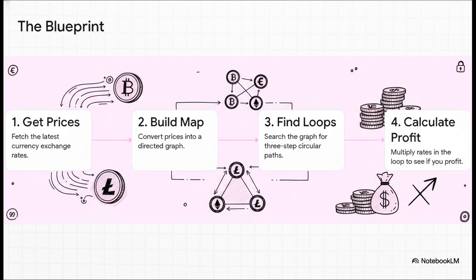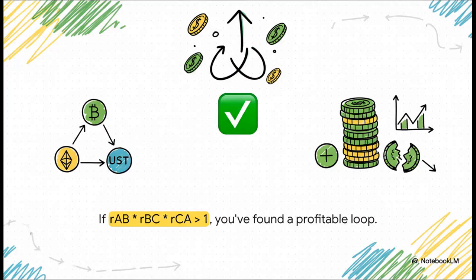Third, you search that map for any three-stop round trips, or little triangles. And finally, step 4, the moment of truth. You run the numbers to see if a trip around that loop actually made you any money. And you know, the math behind this is surprisingly simple. You just take the exchange rate for your first trade, multiply it by the rate for your second, and then by the rate for your third and final trade. If that number you get is anything greater than 1, boom, you've found a profitable loop. But if it's less than 1, well, you just paid for the privilege of going in a circle.